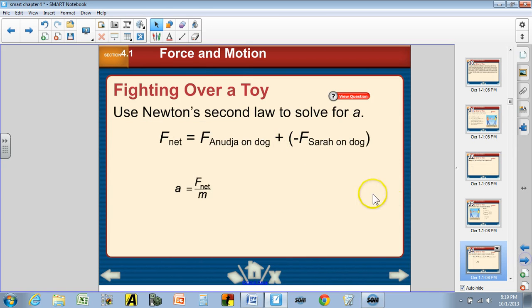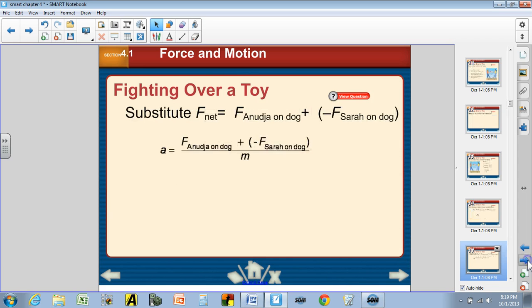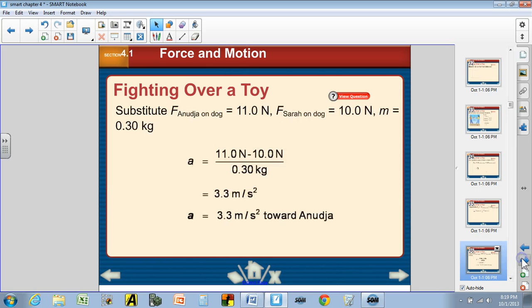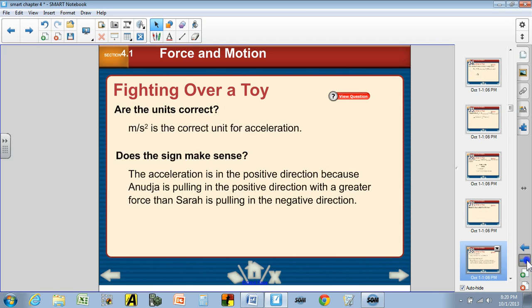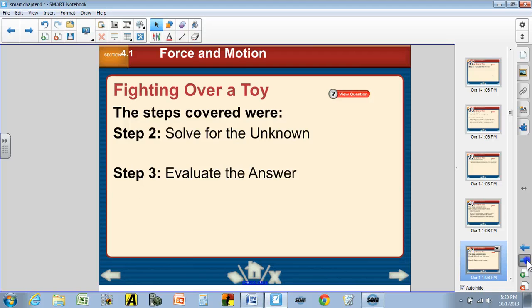Can we figure out the acceleration? Well, if the acceleration is equal to the net force over the mass, then we need to figure out the net force. 11 minus 10 is 1, and the mass is 0.3. So 1 divided by 0.3, we can get an acceleration of 3.3 meters per second squared. And it seems to make sense.